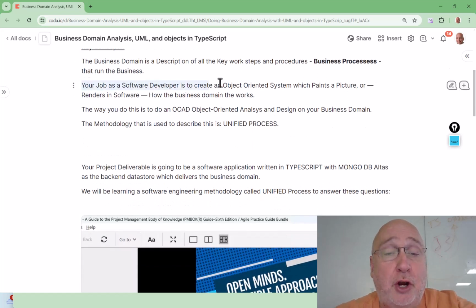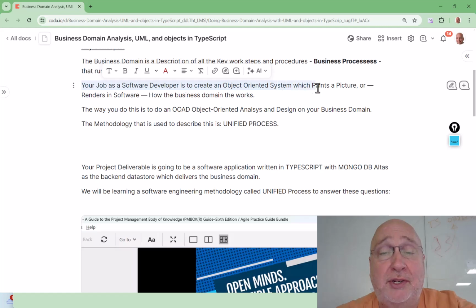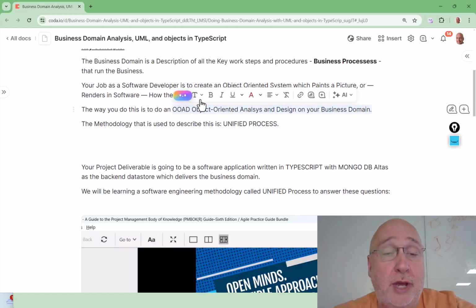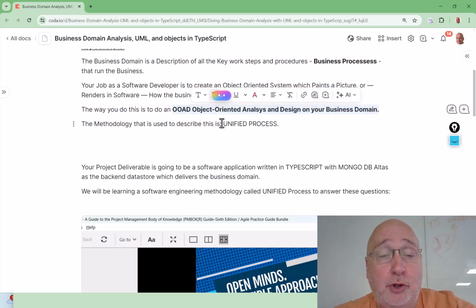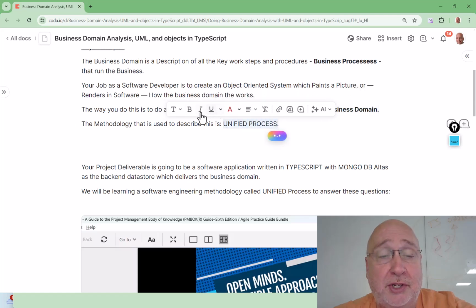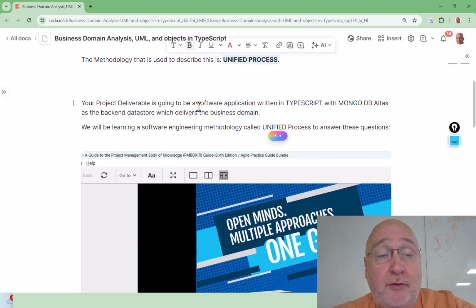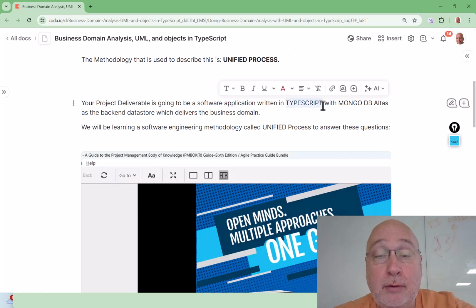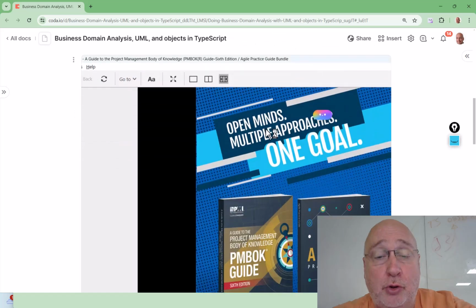So your job as a software designer is to create an object-oriented system, which renders in software how the business domain operates, and you do that by doing an object-oriented analysis and design, which will be your lab next week. So next week you're going to actually do that and hand it in. The methodology we use to do this is called unified process. Your project deliverable is going to be a software application written in TypeScript with a MongoDB backend data store. And you'll be learning a software engineering methodology called unified process.